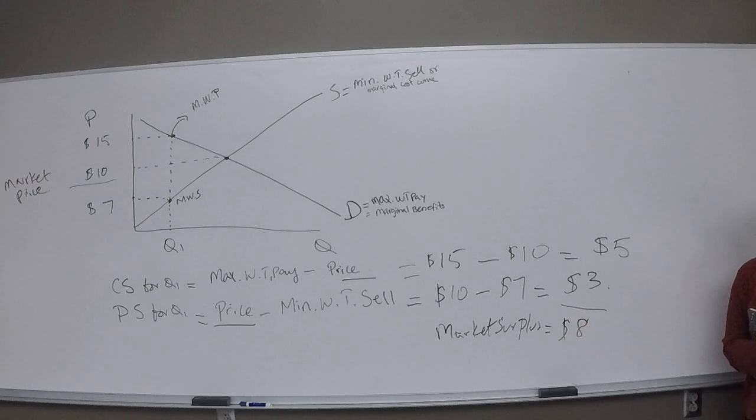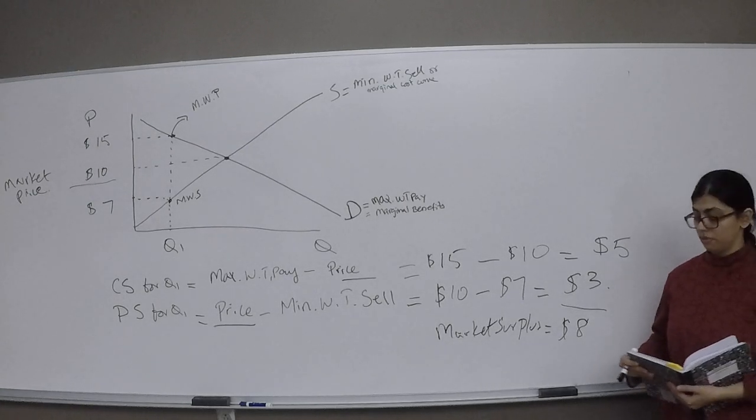So that doesn't show on the graph then? The market surplus doesn't show on the graph? Like in the sheet? No, I'll show you.